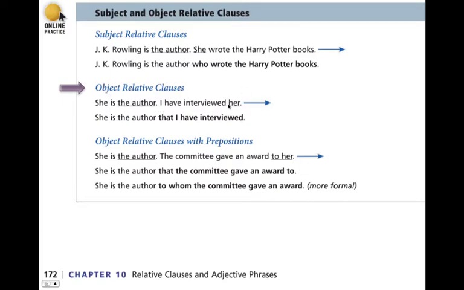Object relative clauses. She is the author. I have interviewed her. She is the author that I have interviewed. We can also say she is the author whom I have interviewed. And in informal speech, we can also say she is the author who I've interviewed. And later on, we'll talk about how we can omit that by saying she is the author I have interviewed.